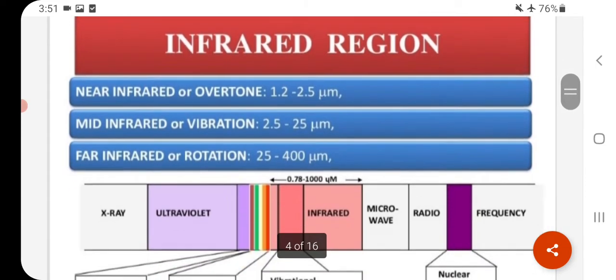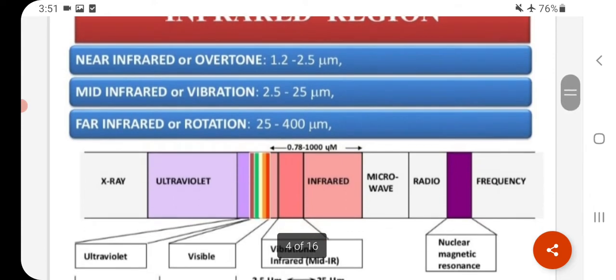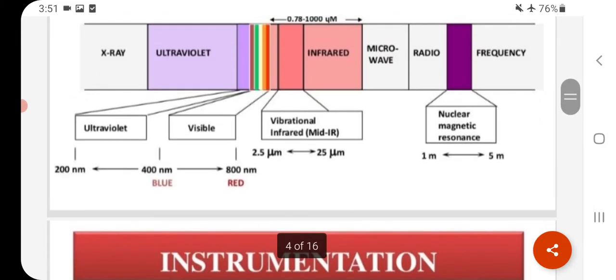Infrared region. Near infrared or overtone: 1.2 to 2.5 micrometer. Mid infrared or vibration: 2.5 to 25 micrometer. Far infrared or rotation: 25 to 400 micrometer. These are the regions of the infrared spectrum.